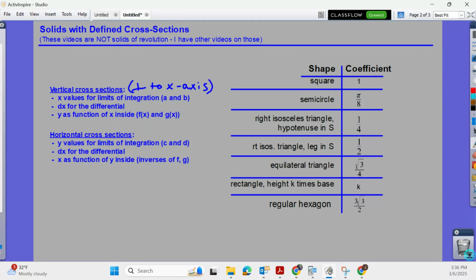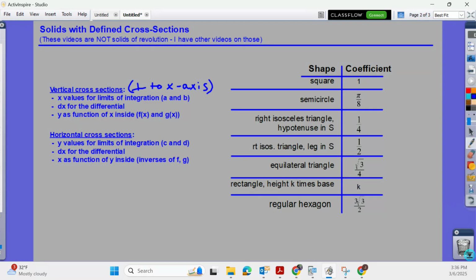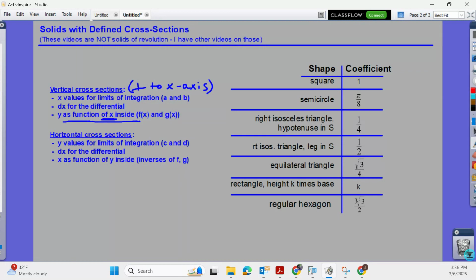You're going to have x values for limits of integration. You're going to have dx for your differential. And your integrand is going to be in terms of x, y as a function of x inside. So we used f of x minus g of x on all those problems.